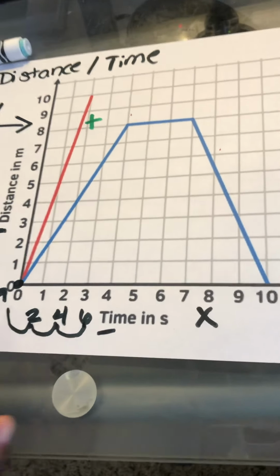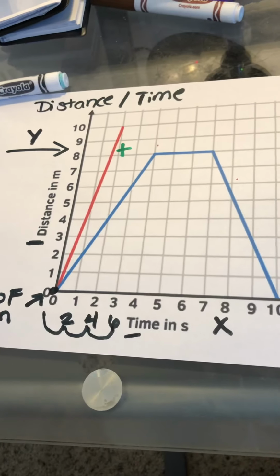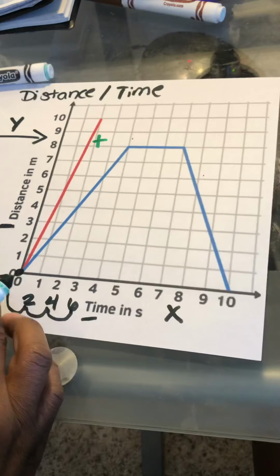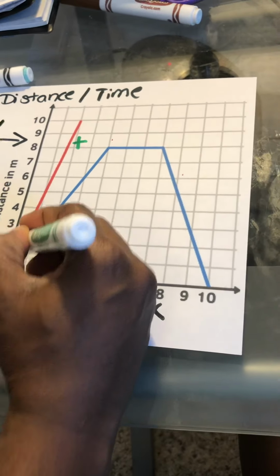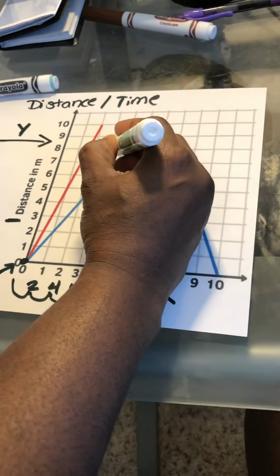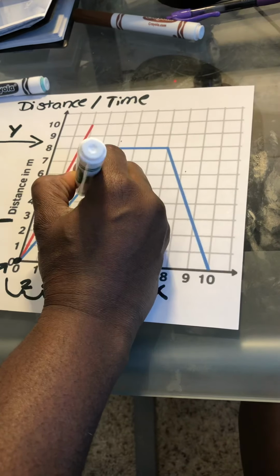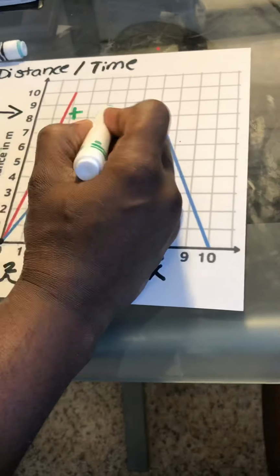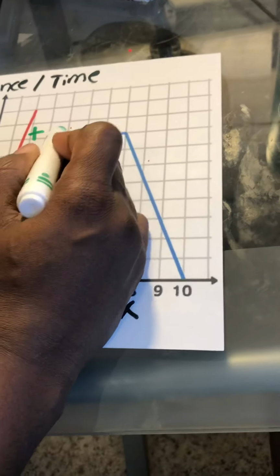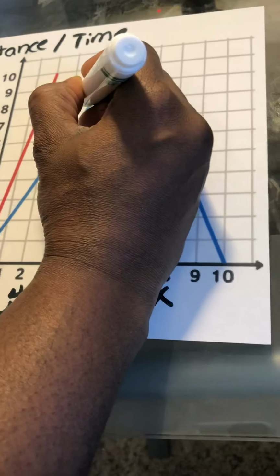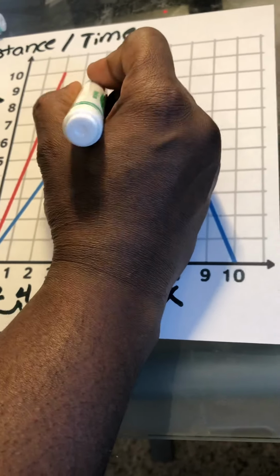Okay. Now let's take a look at this blue line. So this person started at 0, and they began to run. And in 4 seconds, they got to 8 meters. So this shows a positive acceleration. Now you see this flat line. What does this flat line mean? This flat line means that this person stopped running. So they got to 8 meters and they got tired. They stopped.